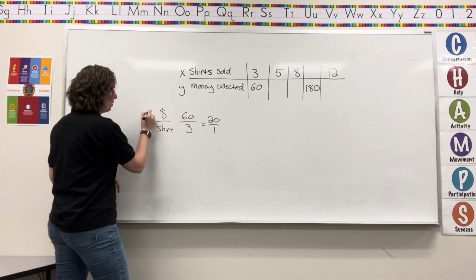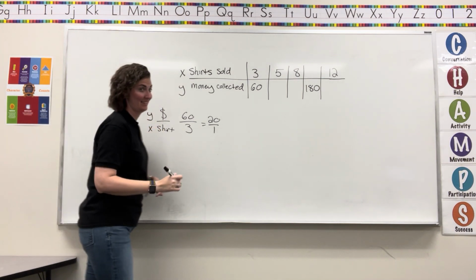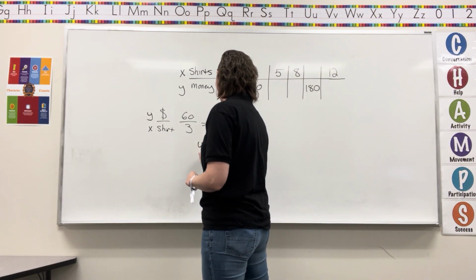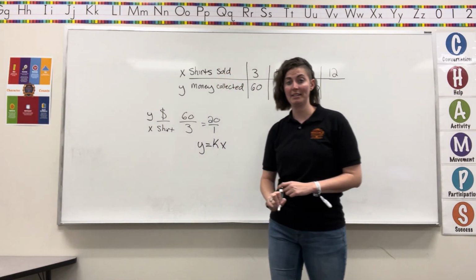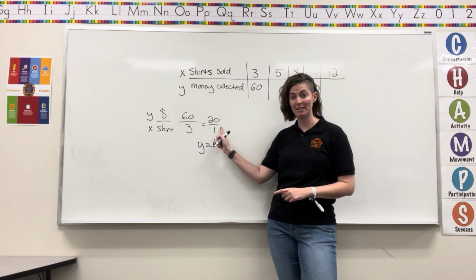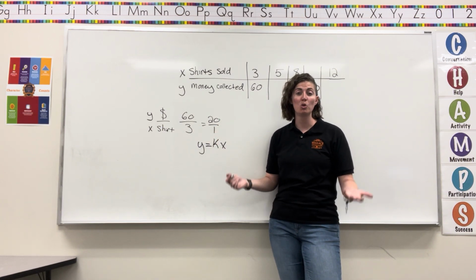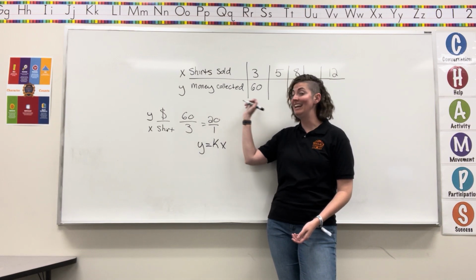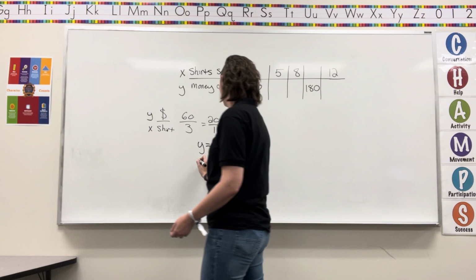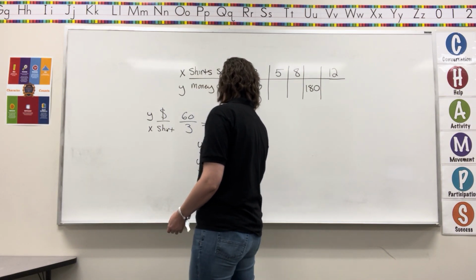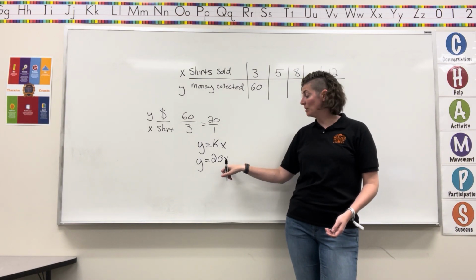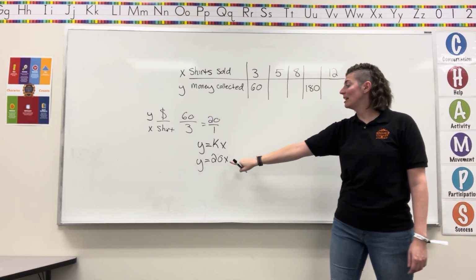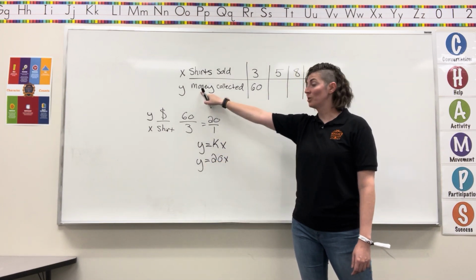Now, money collected is y, and shirts are x. So, when I write these equations, I'm going to write it as y equals kx. K is our unit rate. Now, 20 over 1, we know that we can say that as just 20. So if I take my unit rate and replace the variable of k, I have an equation that works for any one of these. So if I rewrite this equation as y equals 20x, remember, when variables are written next to a number, that means you're multiplying. So if I were to take any x, plug it in, I'll get my y.